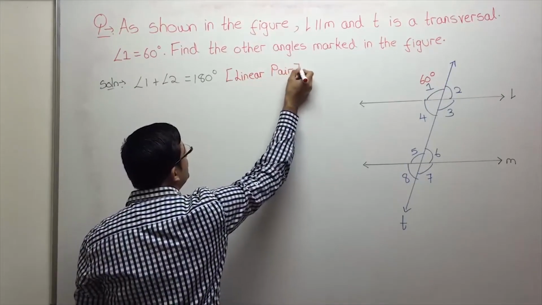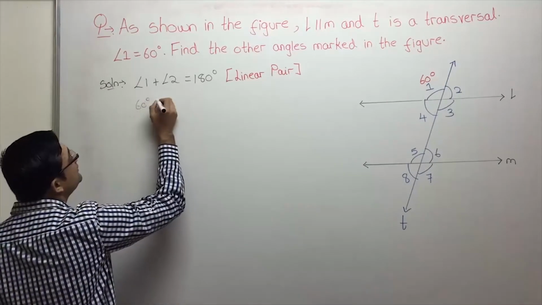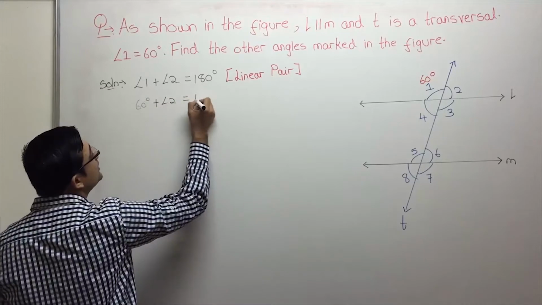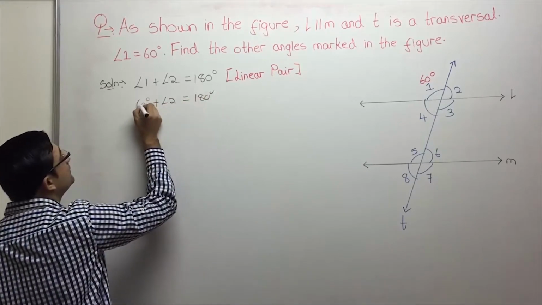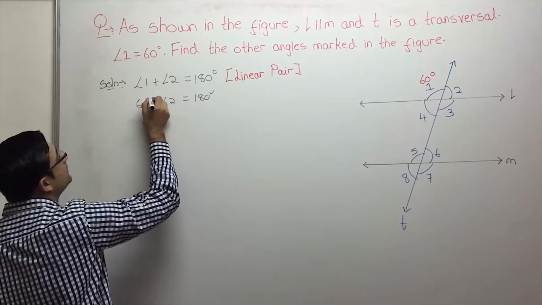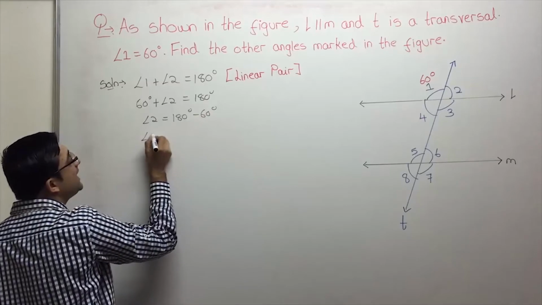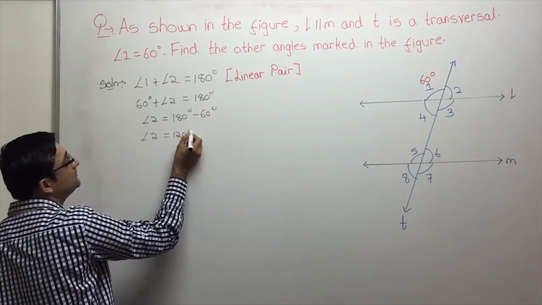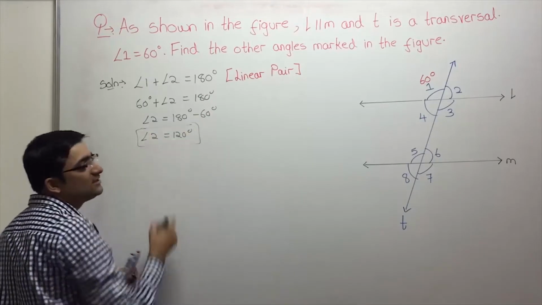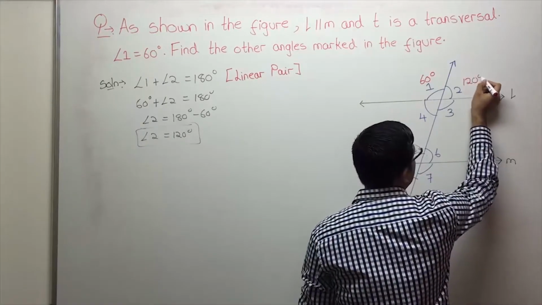Right? So let's plug in the values. What is angle 1? It is 60 degrees. So 60 degrees plus angle 2 is 180 degrees. So angle 2 is equal to 180 degrees minus 60 degrees. That is, angle 2 is 120 degrees. So the first concept we have to apply is a linear pair. So what is angle 2? It is 120 degrees. Right?